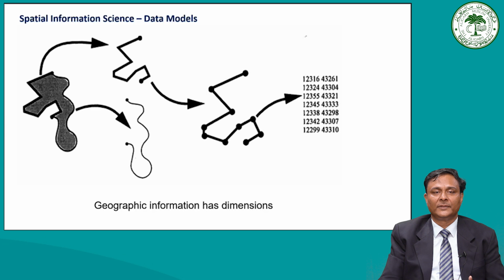So now in this diagram, you can have a good idea of how spatial information is stored. The geographic information has dimensions. If you look carefully at this particular diagram, starting from the left side, the areas are two-dimensional, and this area consists of several lines which are one-dimensional, and these lines consist of several points which we can say are zero-dimensional, and each point consists of a coordinate pair.